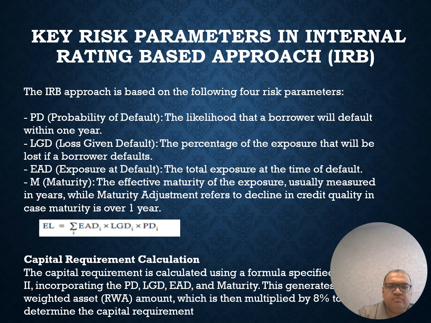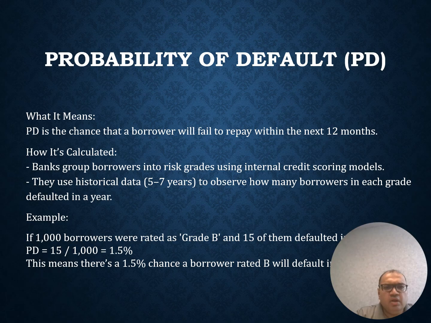So this equation which you see over here, EL, which is economic loss, is the summation over all the various loans which you have. You calculate separately the exposure at default, multiplied by the loss given default, multiplied by the probability of default, and that goes into your economic loss. The economic loss is your exposure at default multiplied by loss given default and probability of default, for all the loans in your book. So let's delve into probability of default.